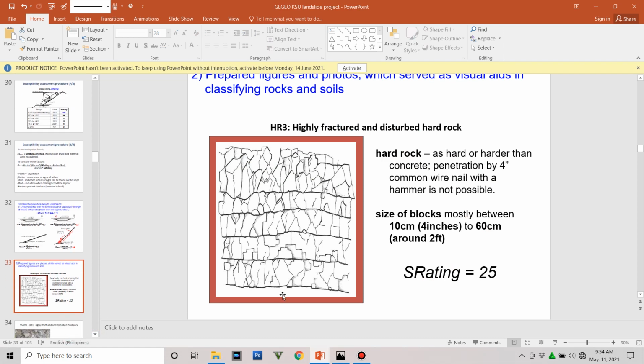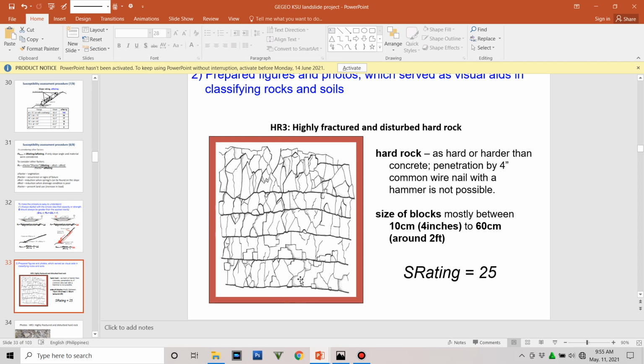So let us see here some diagrams referring to the slope materials that were enumerated a while ago. So we have here HR3, highly fractured and disturbed rock. So it is a hard rock. So sabi natin, this method should be a simple one so that yung ordinary na tao can interpret. So sa manual, meron siyang illustration.